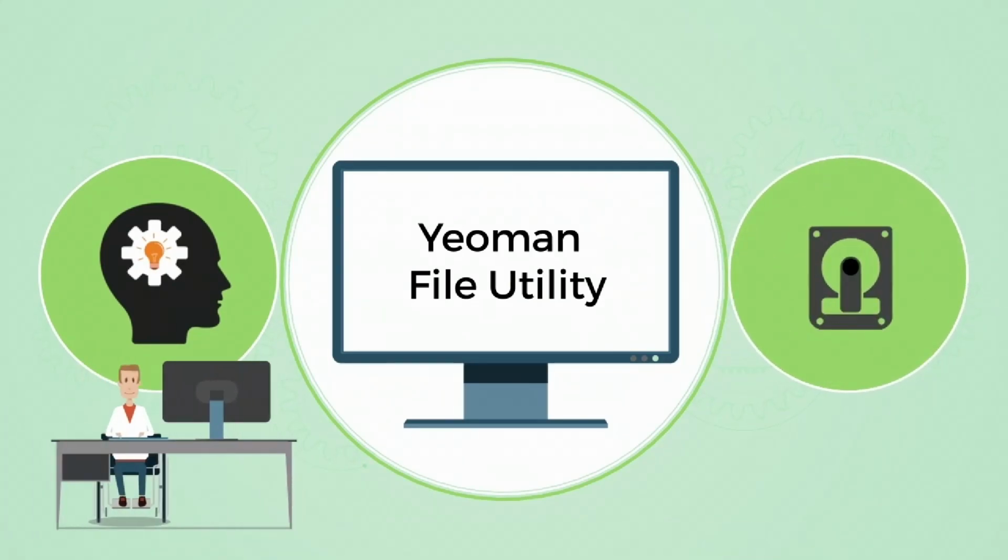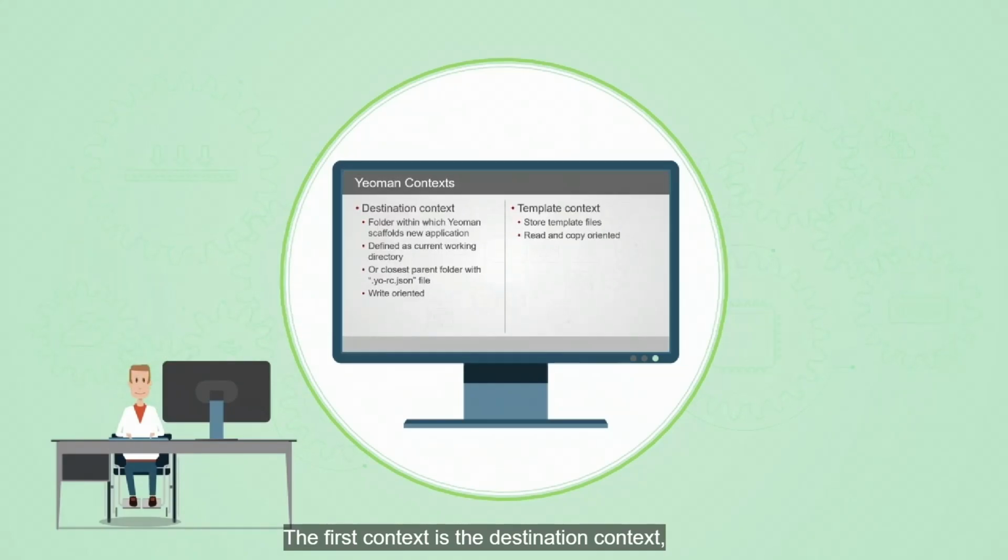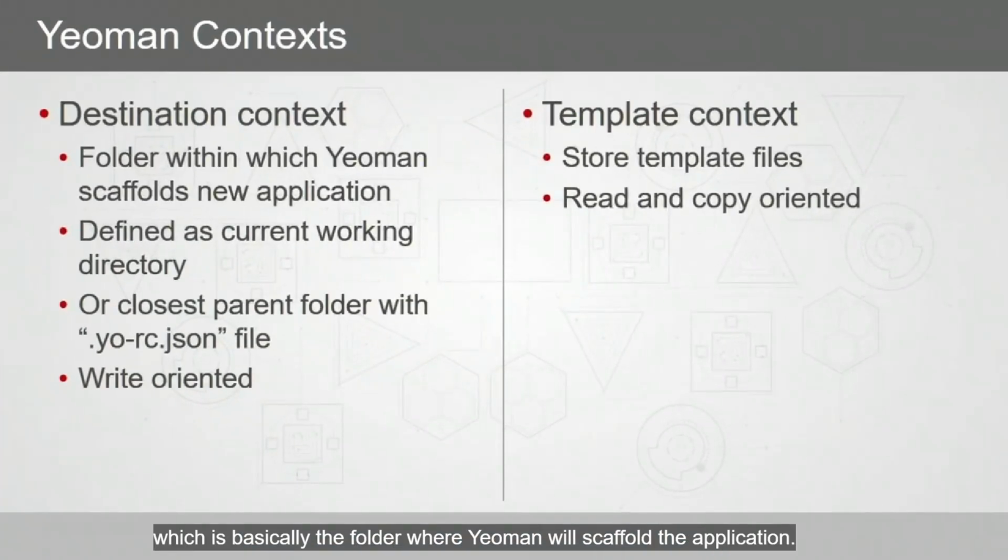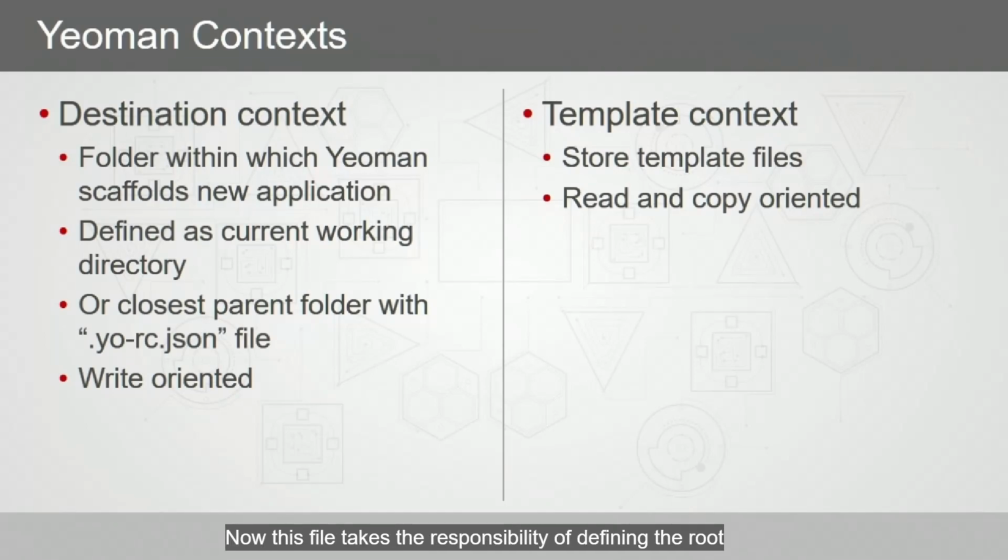that are specifically present on the disk. The first context is the destination context, which is basically the folder where Yeoman will scaffold the application, and it's the user project folder which is enabled for writing. It can also be defined as the current working directory of our Yeoman-based web application, or the closest parent folder containing the file .yo-rc.json. Now this file takes the responsibility of defining the root of the Yeoman project or application. It allows the user to run all the commands in subdirectories and have them work on the particular project.